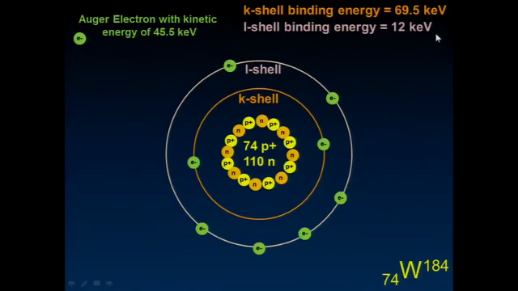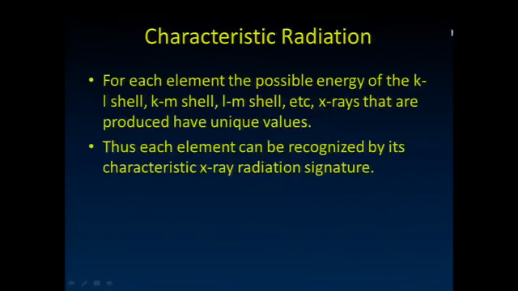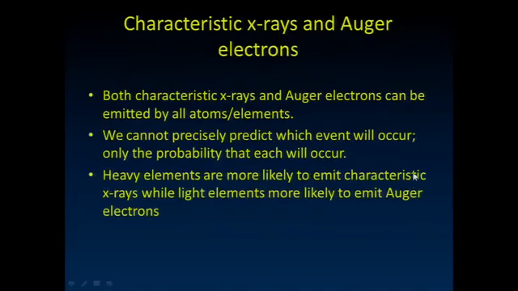We're talking about what happens not just in tungsten, but this is also the same kind of thing that could happen if this were a biologic tissue. So characteristic radiation, we mentioned this, they have those unique values, and I mentioned that each element could be recognized by those.